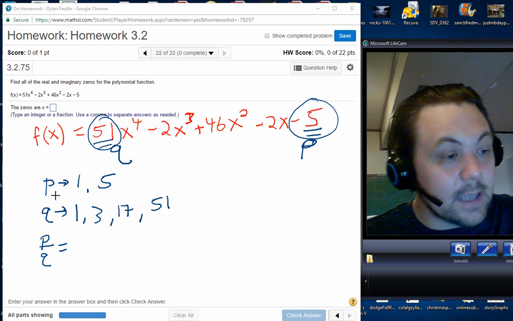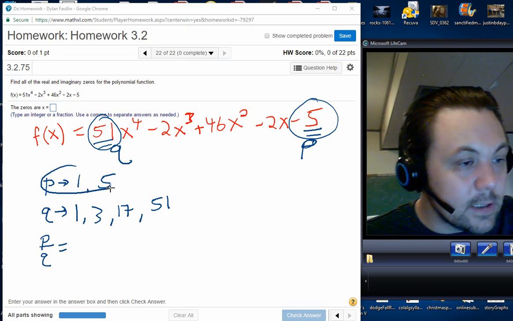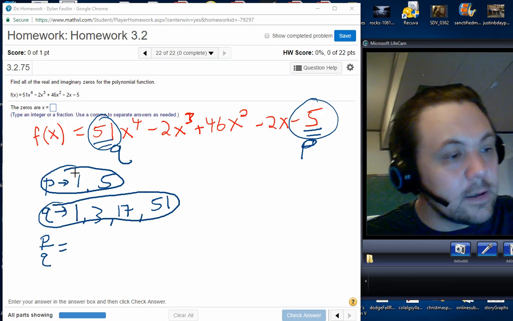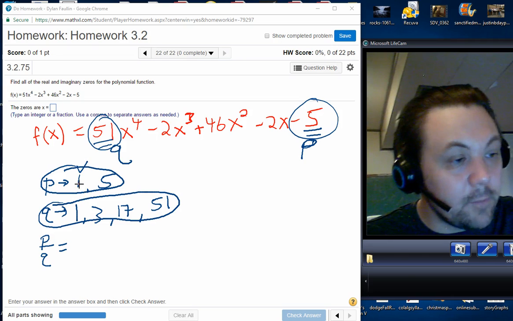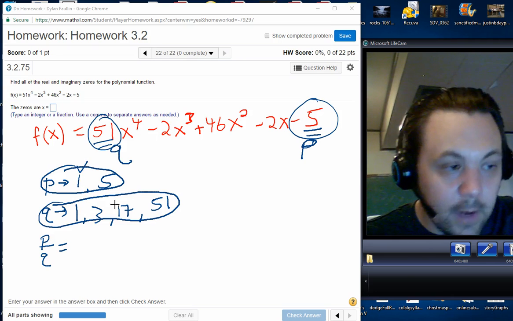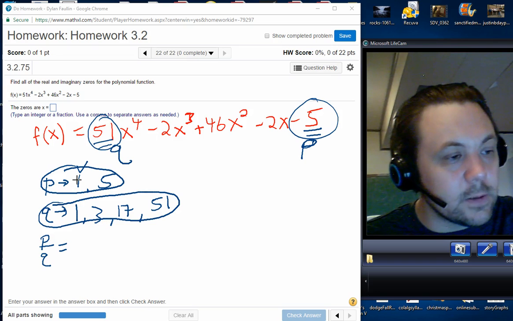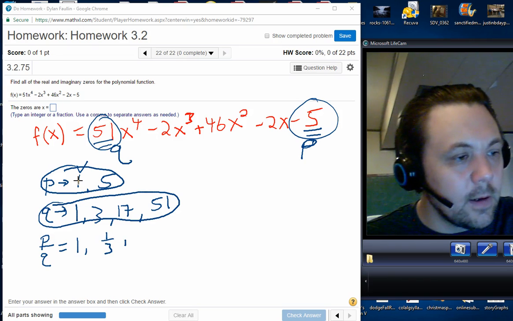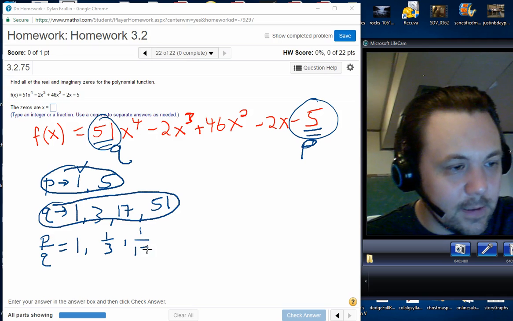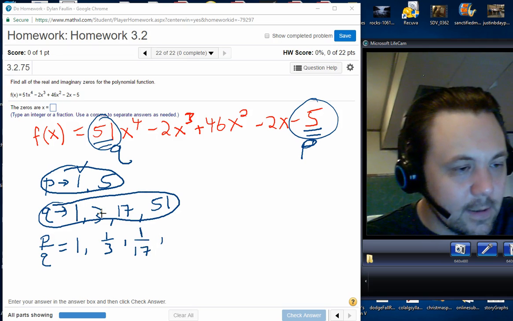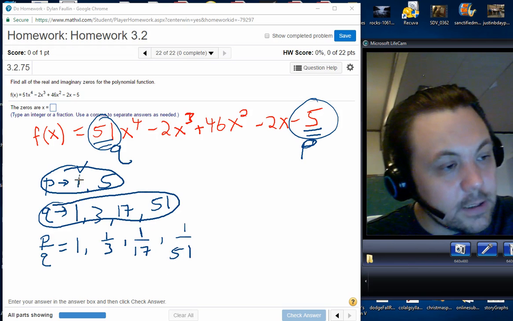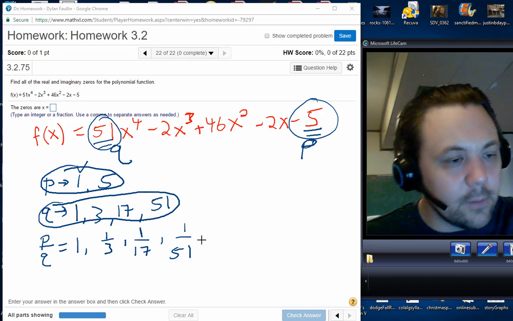So to put our list of guesses together, we take every possible combination of a p divided by a q. What I usually like to do is start with the first value of p, which is 1, and then go through every value of q, dividing by that value of q. So I'll have 1 divided by 1, which is 1. 1 divided by 3, which is going to be a fraction, 1/3. 1 divided by 17, which is going to be an even worse fraction, 1/17. And then 1 divided by 51. Right, so that's every combination of p equals 1 with every value of q.